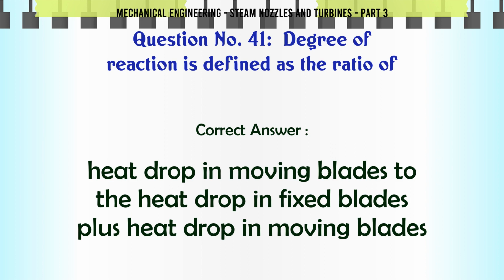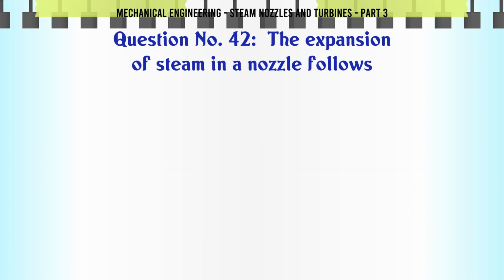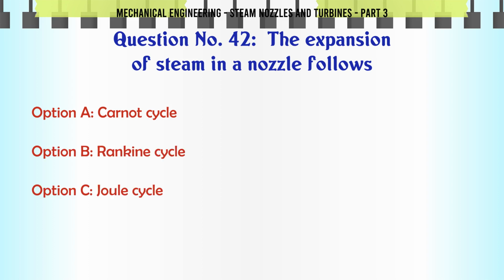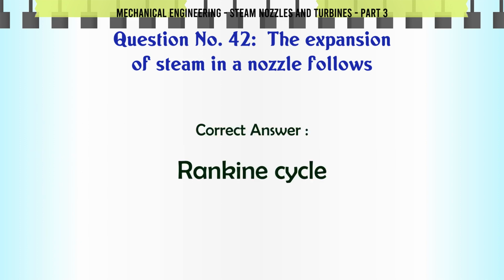The expansion of steam in a nozzle follows A. Carnot cycle, B. Rankine cycle, C. Joule cycle, D. Stirling cycle. The correct answer is Rankine cycle.